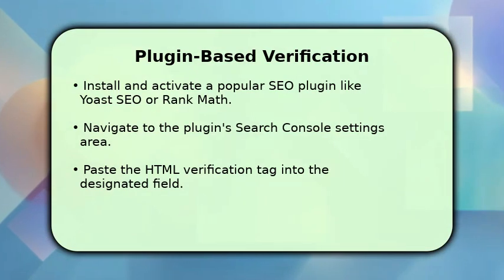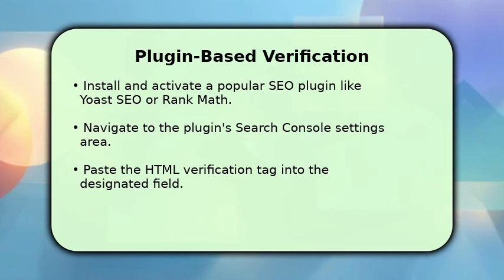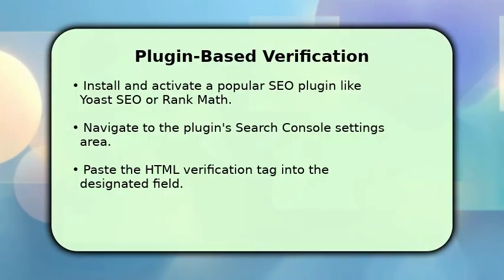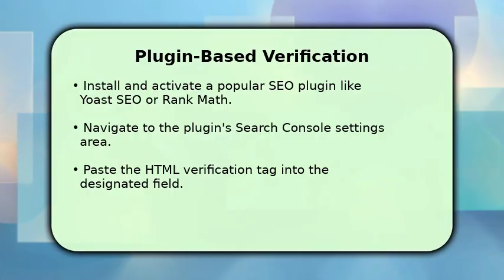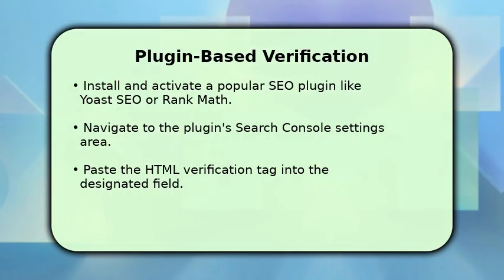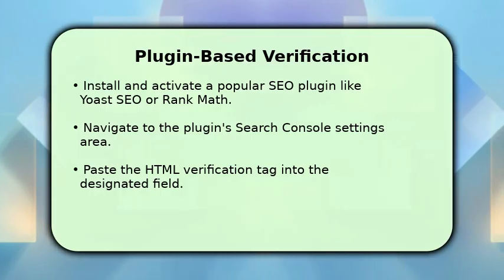For a seamless experience, consider installing a robust SEO plugin such as Yoast SEO or Rank Math. After activation, locate the plugin's specific settings area for Google Search Console verification. You'll find a dedicated input field where you can paste the HTML meta tag you copied earlier. This method simplifies the process significantly, eliminating the need to directly edit any theme code, making it accessible for everyone.